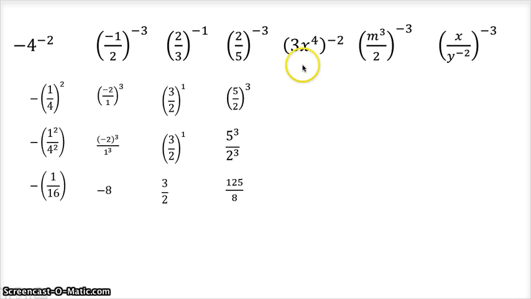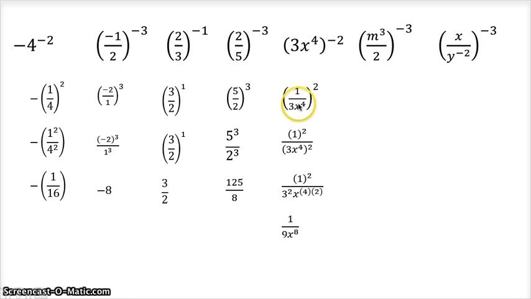All right, so now 3x to the fourth to the negative 2. What's your base? So it's this entire thing is going to flip to go in the denominator. So 1 over 3x to the fourth to the positive 2. So we square the top, square the bottom. Squaring the bottom, 3 times 3 is 3 squared, so 9, and then power to a power, so 4 times 2 and x to the 8.